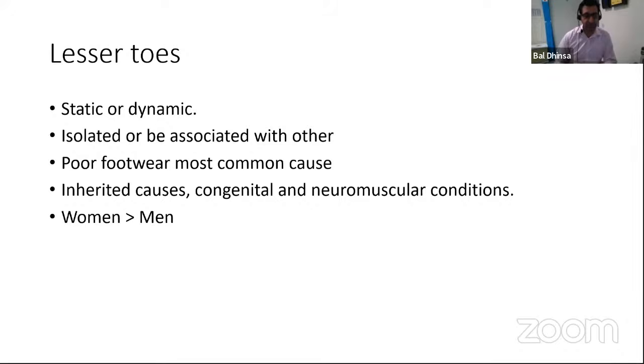They're often associated with poor footwear, and this is the most common cause. Hence, this is why you most commonly see lesser toe deformities in the shoe-wearing population. You can also see this in inherited causes and congenital neuromuscular conditions. And as I mentioned, poor footwear is common, and this is the reason why I think women are commonly more affected than men. But this is just a bit of what we see subjectively. There's no fact behind this.